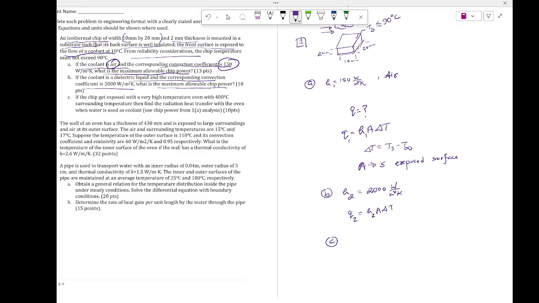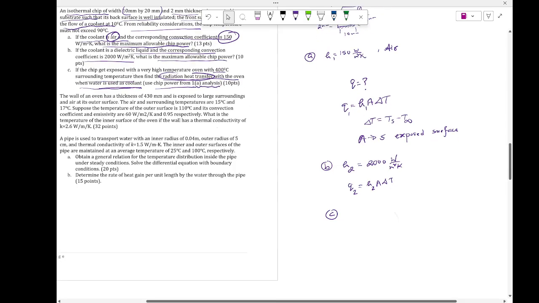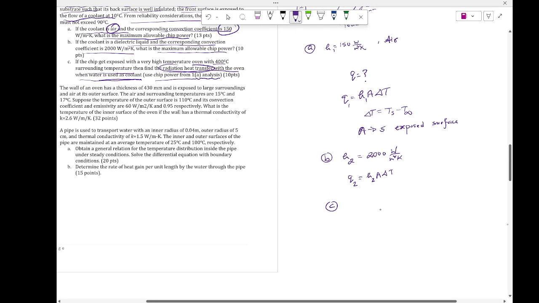For the third one, it says, if the chip is exposed to a very high temperature oven with a 400 degrees Celsius surrounding temperature, find the radiation heat transfer with the oven when water is used as a coolant. Use the chip power from part 1 for this analysis. So this problem completely changed. What it's saying here is, say the same chip I'm drawing.